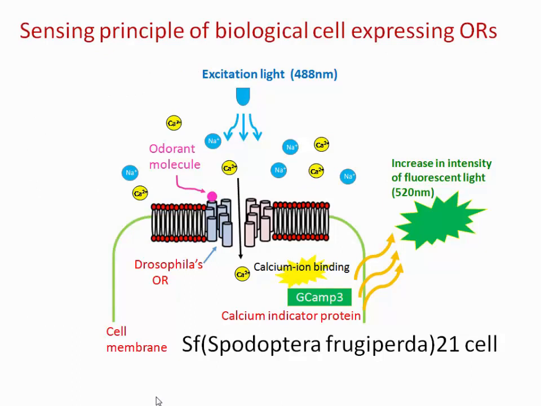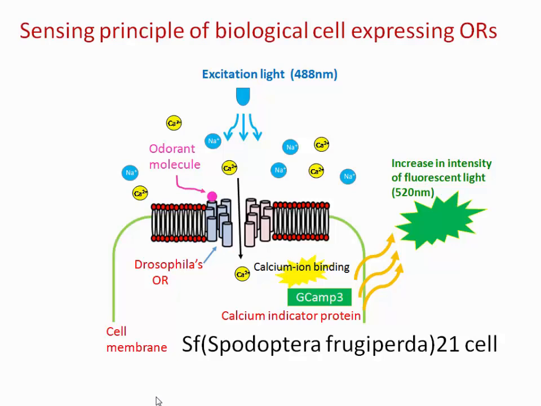This is a cell, and the cell name is SF21 cell. On the surface of SF21 cells, these are the olfactory receptors. An odorant molecule comes here and binds to that. This is a ligand-gated ion channel. And so the ion channel opens, and calcium ion flows into the cell.